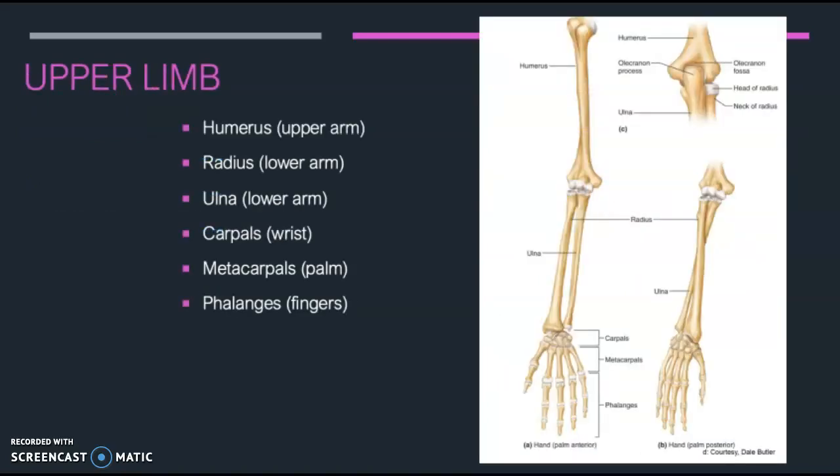Then we move on to the upper limb. Upper limb is obviously the complete section of your arm. So we have quite a few parts. We have the humerus, radius, ulna, carpals, metacarpals, and phalanges. The humerus is at the very top. It's just one complete bone. Then you have the radius and ulna. They join together. Then you have the carpals, which is the wrist, metacarpals, the palm, and the fingers are the phalanges.